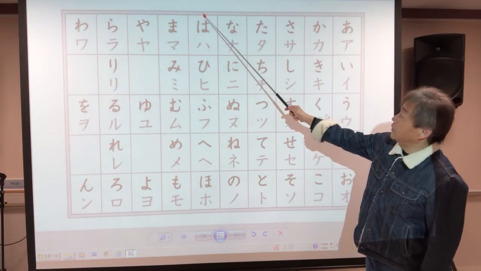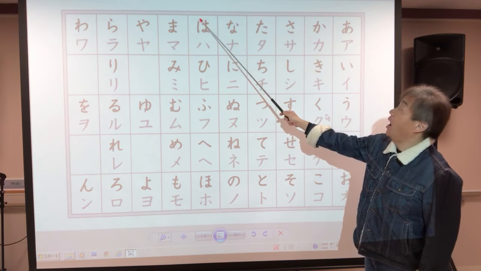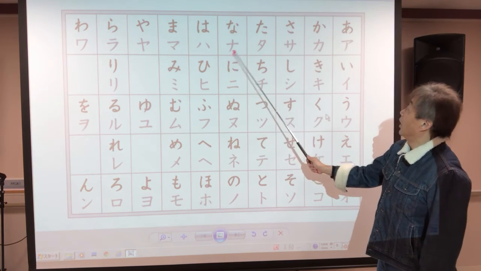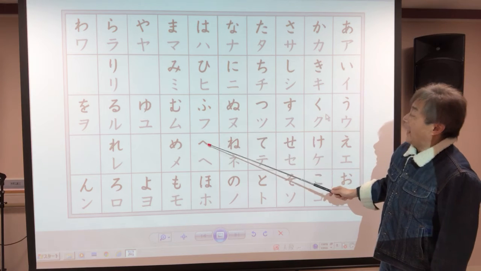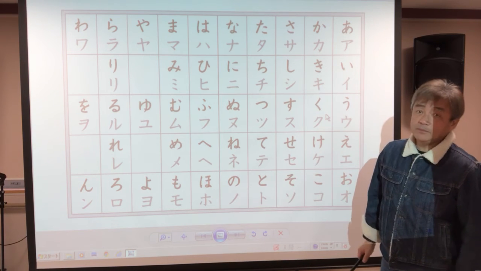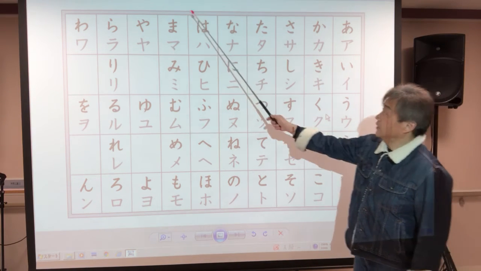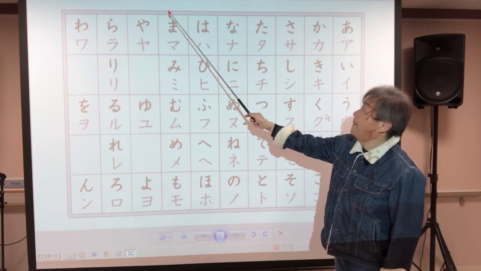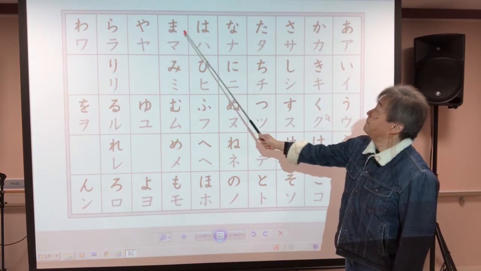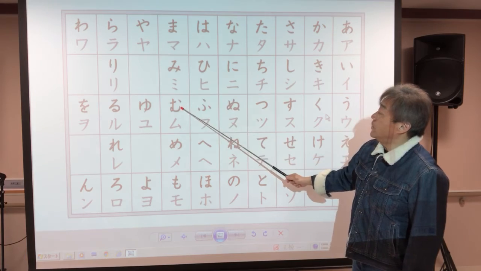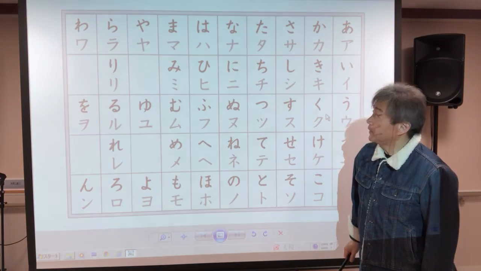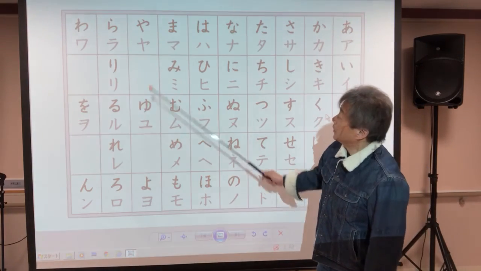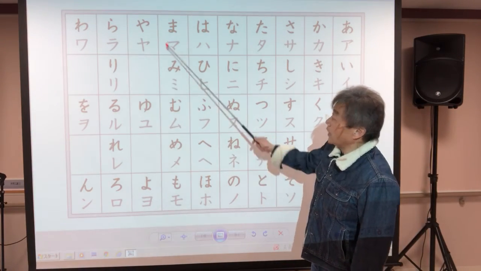Next one starts with H. Ha, hi, fu, he, ho. Okay? Next line starts with M. Ma, mi, mu, me, mo. Okay? And the next one has only 3 in one line.